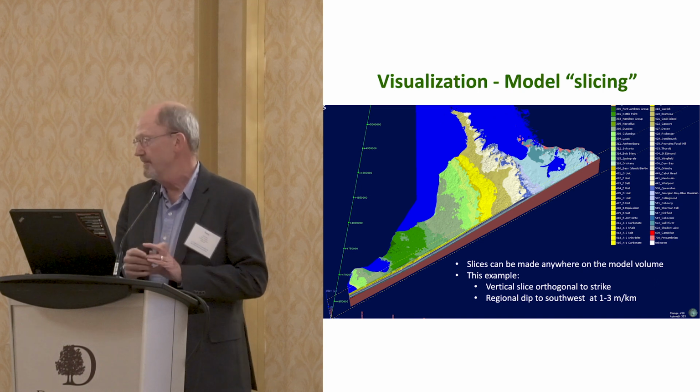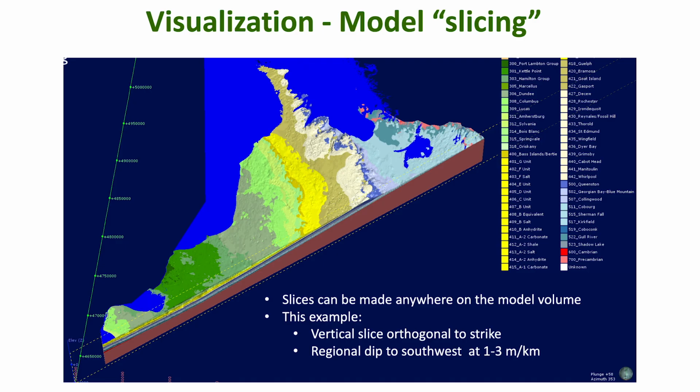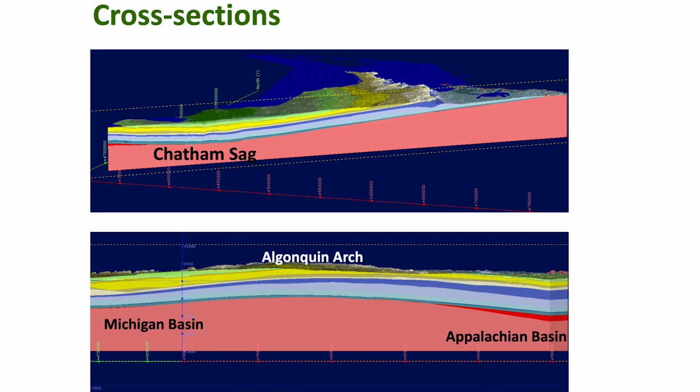You can slice the model any place you want, in any direction and on any angle. And there's a different angle doing a cross section. So you can see regional structures like the Chatham Sag or the Algonquin Arch and the basins on either side of it.